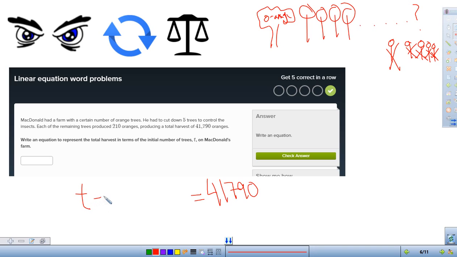So the initial number was all of these plus the 5. And what we did was take away 5 from them, right? So there's all the trees that we started with, and we took away 5. Now once we reduce that number by 5, we have to multiply that by 210, because each one gets 210. So why does it multiply? Well, we're adding 210 for every tree, so T minus 5 sets of 210 will equal 41,790. So there's my equation right there.